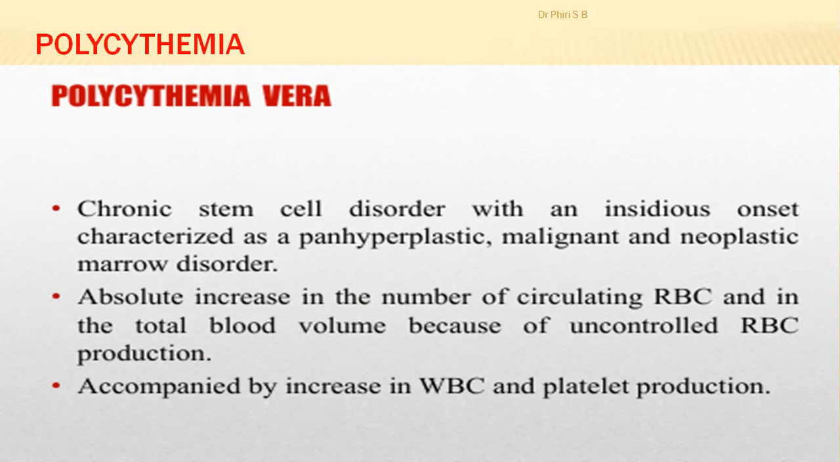So you find that polycythemia vera will be accompanied by an increase in white blood cells and platelets, because the hematopoietic stem cell is the one that is being stimulated, or there is a mutation in the gene within the hematopoietic stem cell that will differentiate into red blood cells, resulting in an increase in red blood cell count. Then it can also differentiate into white blood cells, resulting in an increase in white blood cells. And it can also differentiate into megakaryocytes that will give rise to platelets. So there will also be an increase in the production of platelets.